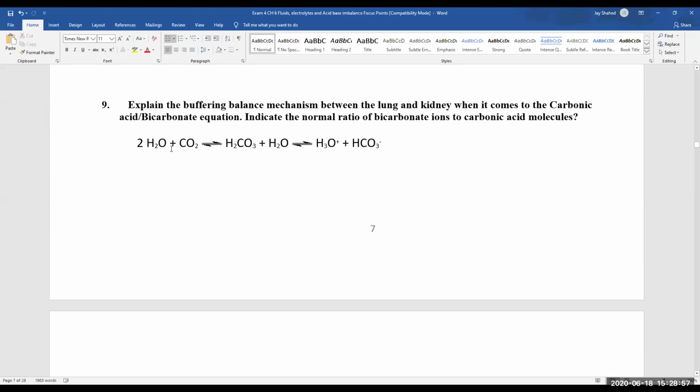If we go from here to here, which part is the respiratory? This one or this one? The left one. So this is respiratory. If we move from here to here, we're moving to the respiratory. If we're moving from here to here, we're moving kidney. So this side is kidney, this side is respiratory.